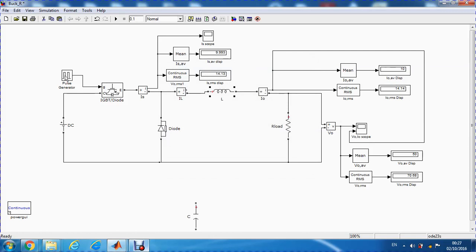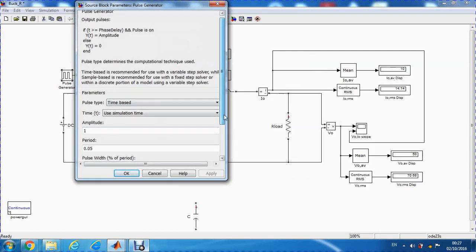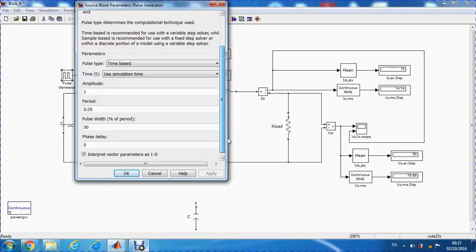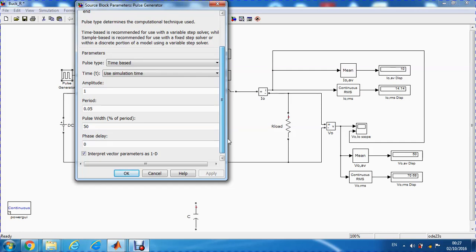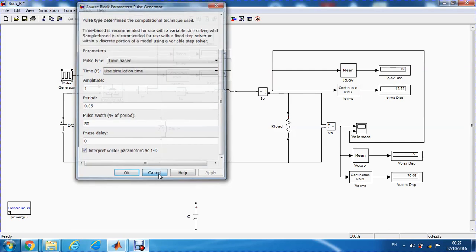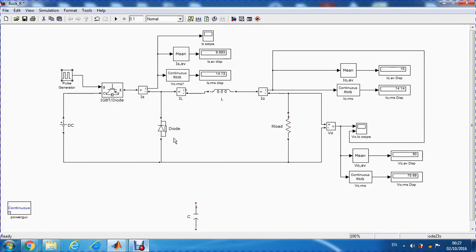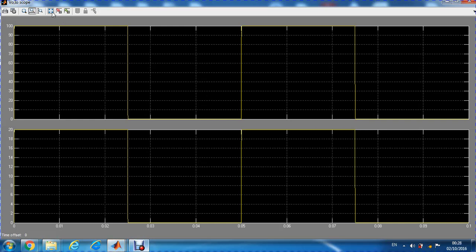I have started again. The first thing we will do is select the frequency of 20 Hertz and the duty cycle of 50%, and we will press start and see the results again. Now coming back to the values of the average voltage and the RMS voltage, it's gonna be the same. There's nothing changed. Let's look at the oscilloscope, and also it's gonna be the same.